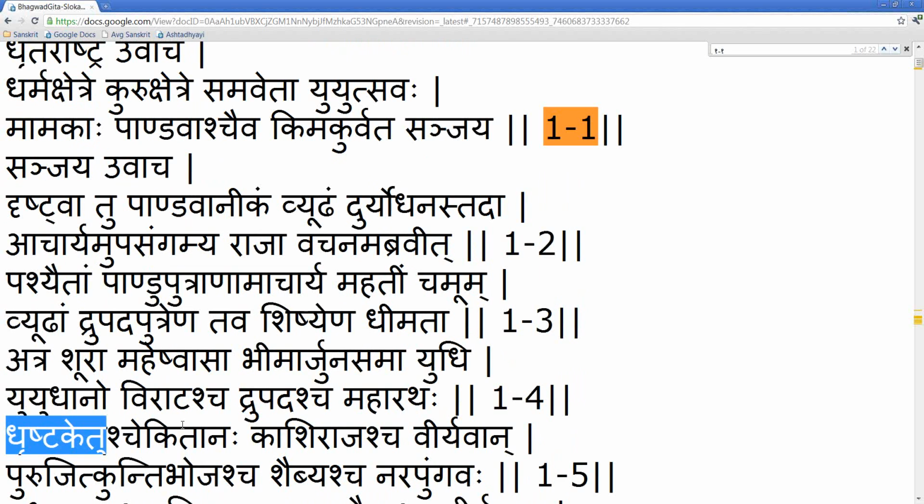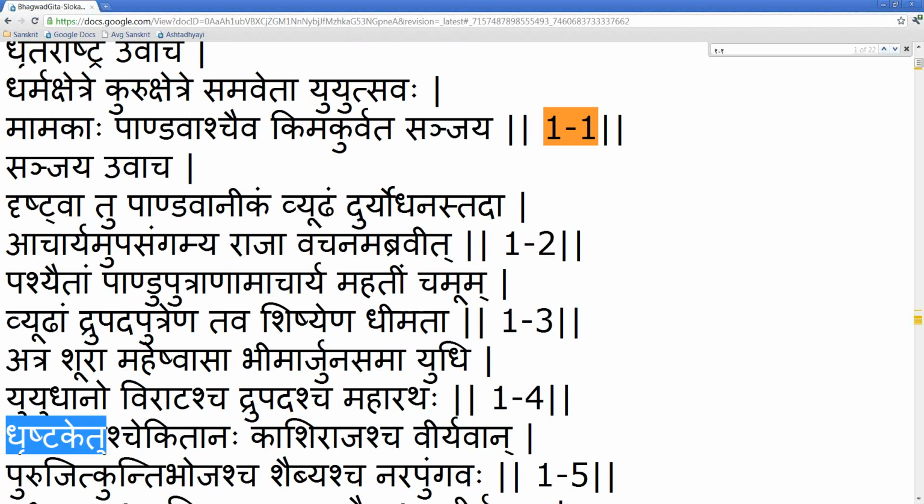Dhrishtaketu. I think it means one who has a formidable emblem. Again, Ketu cannot tell you about that person. Just the word Ketu, like a flag or an emblem, it probably means. And one who has a formidable flag or emblem, so this is a Bahuvrihi compound, because you cannot talk about the man as being the flag or his emblem or symbol. So, very important lesson for today.